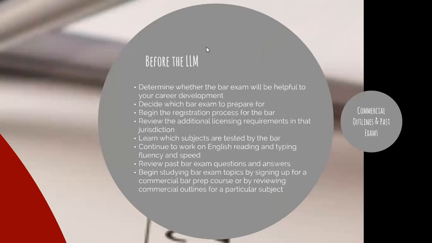Making sure you understand any additional licensing requirements for that exam. And I think it's really helpful to become familiar with the state bar website, whichever state that is. So you understand where to find information if you're looking for something, how to contact them if you have questions. You can also look at past exams. I think New York and California both have past exams on their website.